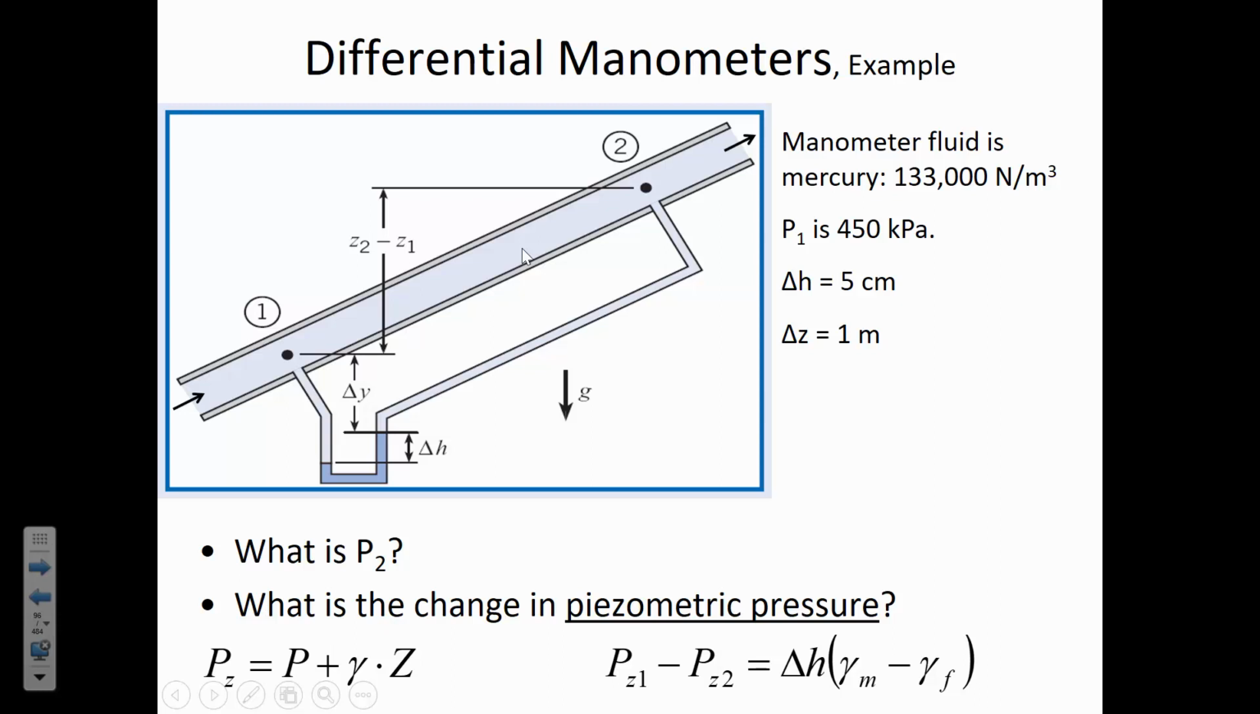All right, so let me take you through the process of how we can calculate, first of all, the pressure at 2. We know the pressure at 1. Here off to the side it says that the manometer fluid is mercury, and we're given some unit weight that we should use. The pressure at 1 is known. We have the elevation difference between 1 and 2. And then the delta H measurement is provided.